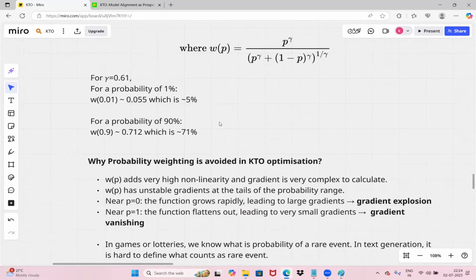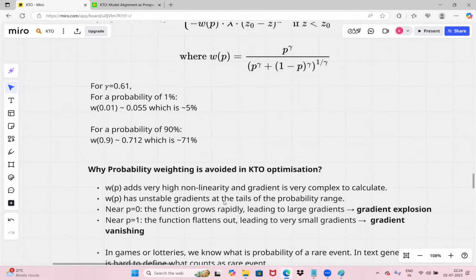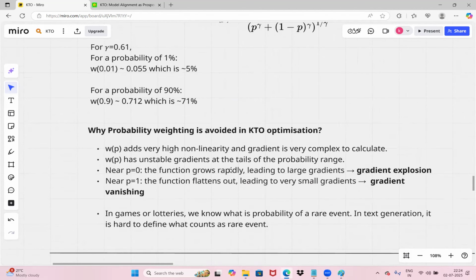Now, what are the disadvantages of this? This probability weighting function is very, very nonlinear. We are adding a very high amount of nonlinearity, and because of this, the computation of the gradient is very complex. Most optimization problems in machine learning use something called gradient descent. If we have probability weighting as a part of our loss function, calculating this gradient is very tough. And sometimes for such complex functions, there is a very high chance of gradient explosion and gradient vanishing problems.